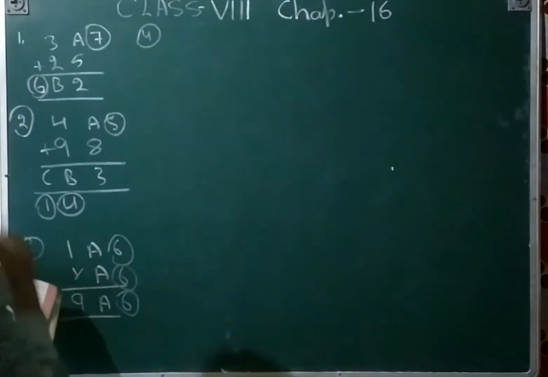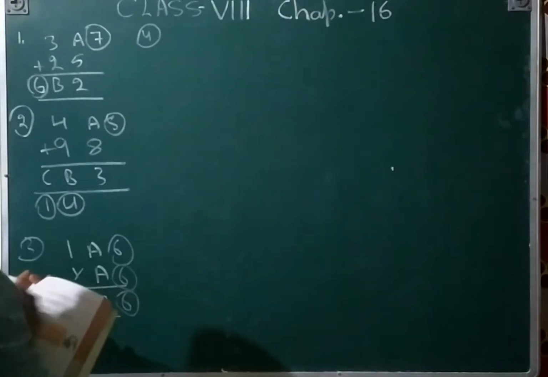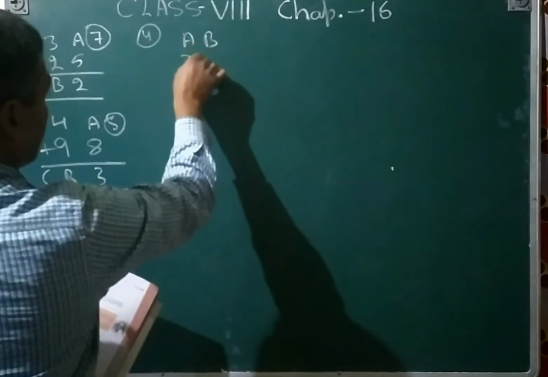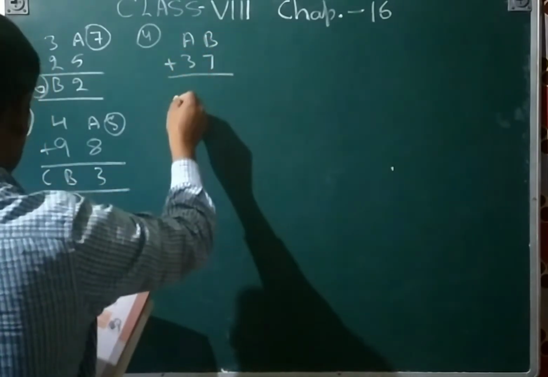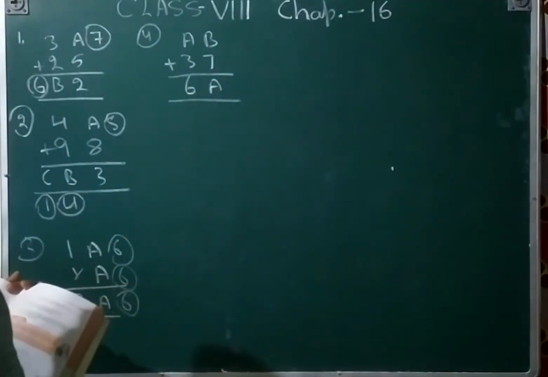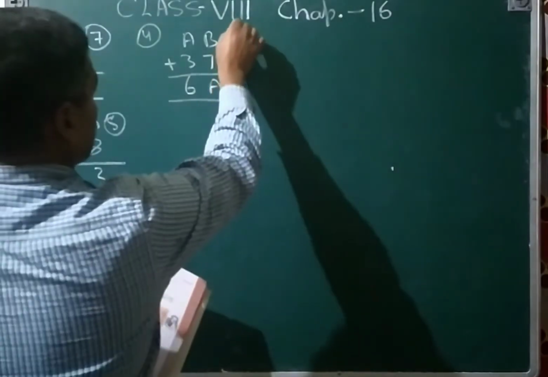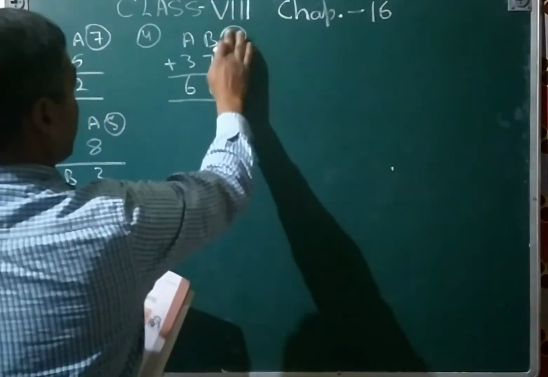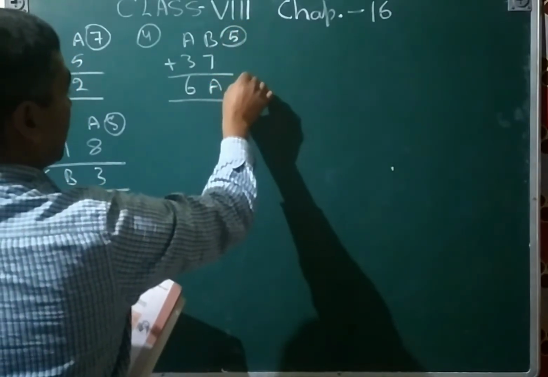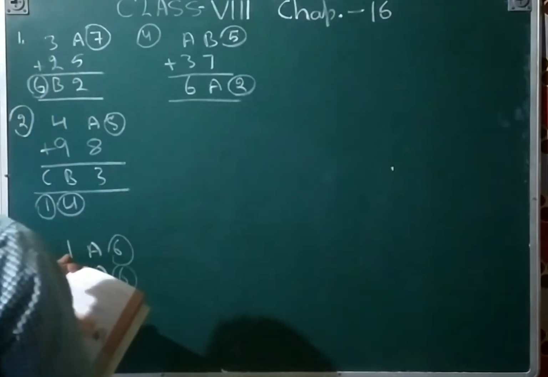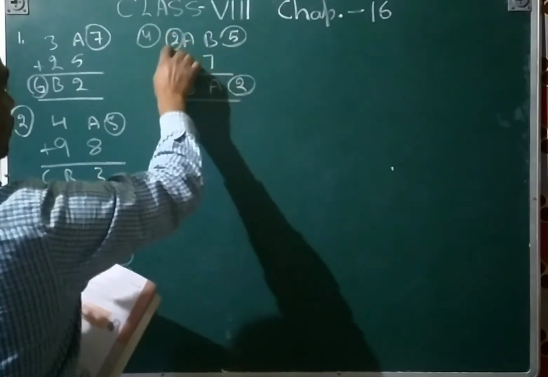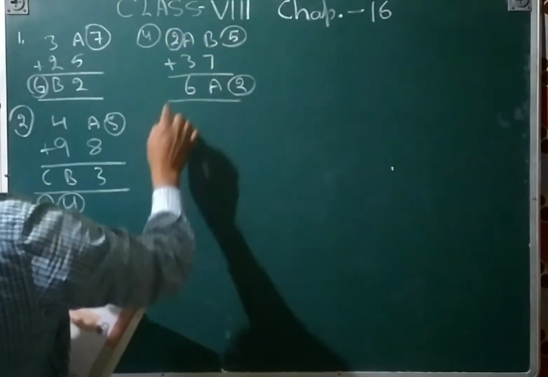Fourth question: AB3 plus 7 and 6A. So 5, 7 plus 5 is 12, that will be 2. That will be 2, carry 1. So that will also be 2 because this is also A. So 2 plus 3 is 5, and 1 is 6.